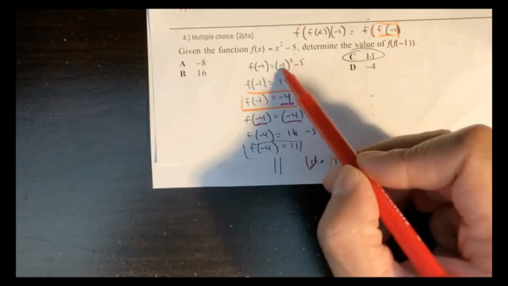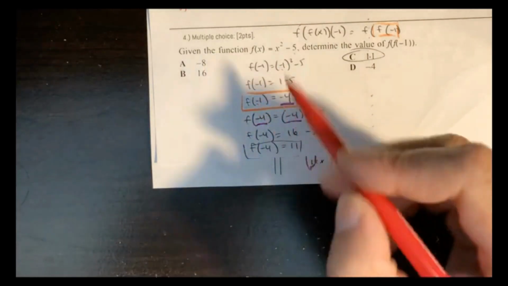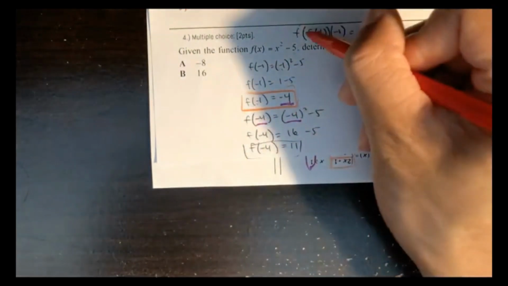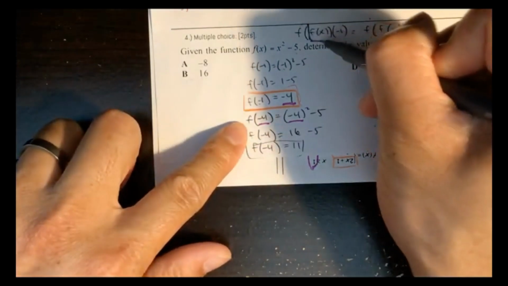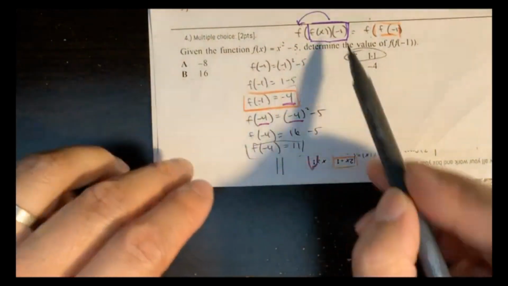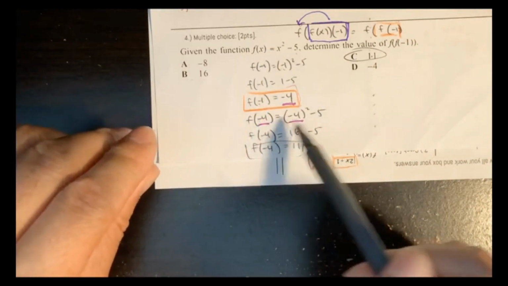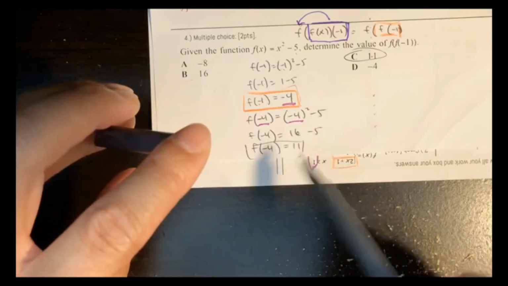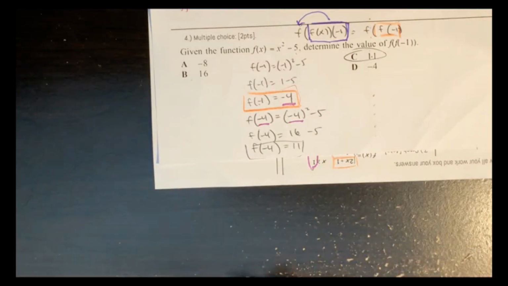Negative 1 times negative 1 is positive 1. 1 minus 5 is negative 4. So when I put in negative 1, I get negative 4. Whatever our output is here in purple, you're going to put it back into the function. So I'm taking the negative 4 and putting it back into this function. Negative 4 squared is 16, and then 16 minus 5 is 11. 11 is your answer. A little tricky, since you basically have to do it twice.